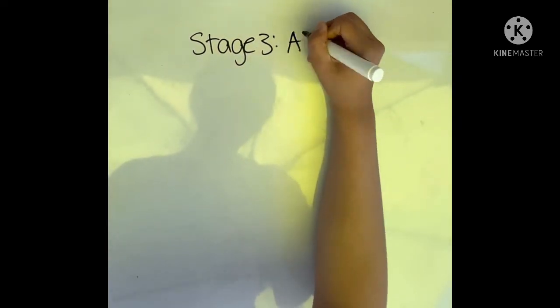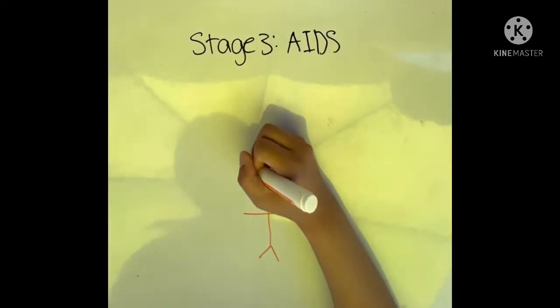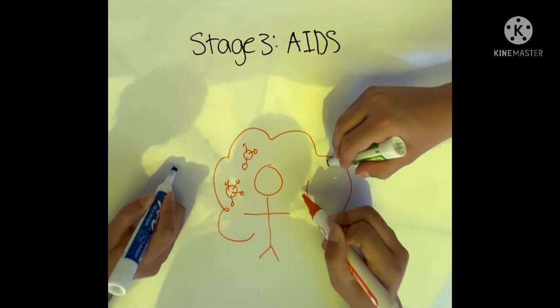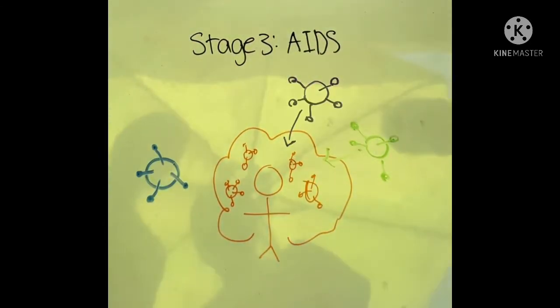AIDS is the third and final stage of HIV and AIDS. AIDS badly damages the immune system, which makes victims very susceptible to other infectious diseases called opportunistic infections. People are diagnosed with AIDS when the CD4 cell count, or the white blood cells that fight off infections, is below 200 cells per millimeter.